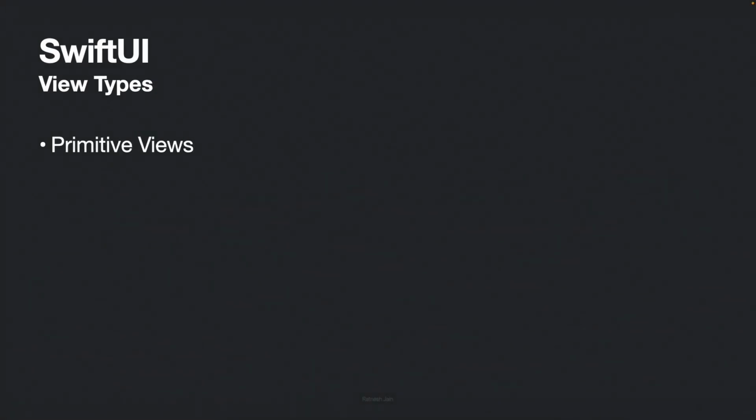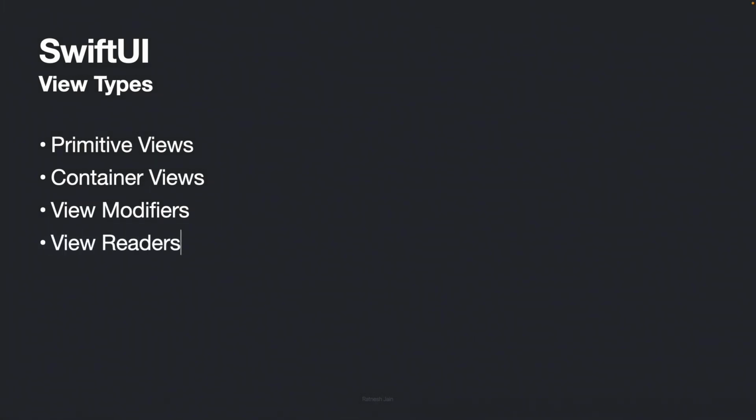First is primitive views, the views that are very basic. For example, text and images are basic primitive views. Second is container views. A container view will hold other views inside it. Third, a view modifier. A view modifier is a special kind of view that helps us decorate the view. And some view readers like GeometryReader and ScrollViewReader.